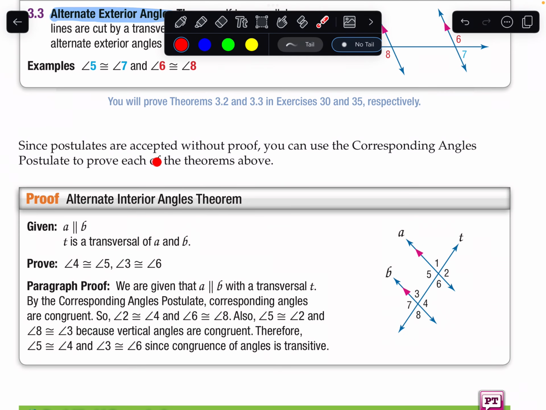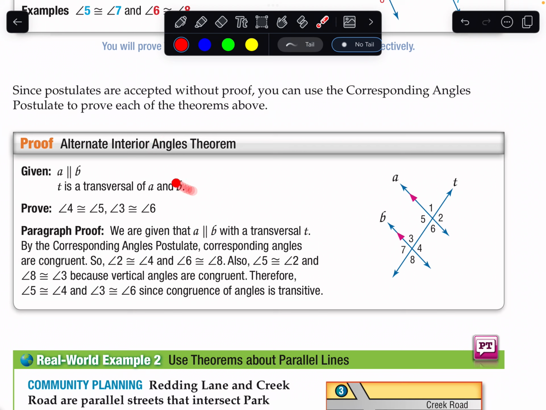Now, since postulates are accepted without proof, you can use the corresponding angles postulate to prove each of the theorems above. This is effectively a generalized form of example 1. To prove the alternate interior angles theorem, we have to start with knowing that the two lines are parallel and that T is a transversal. When we're given those two things, by the corresponding angles postulate, we can see the corresponding angles are congruent. So in this diagram as numbered, 2 is congruent to 4, and 6 is congruent to 8. Also, 5 is congruent to 2, and 8 is congruent to 3 because vertical angles are congruent.